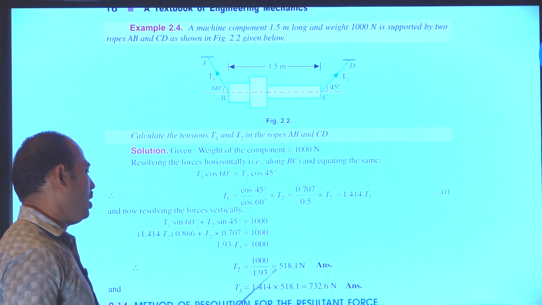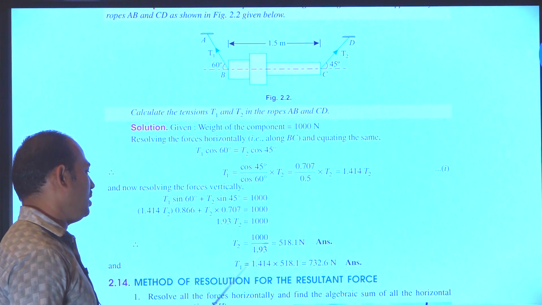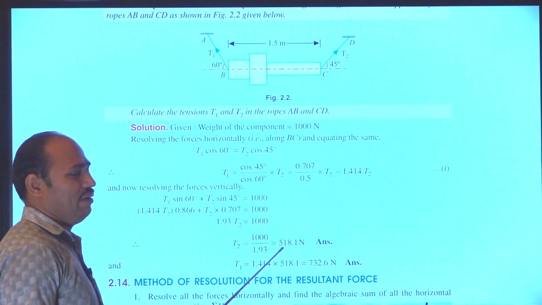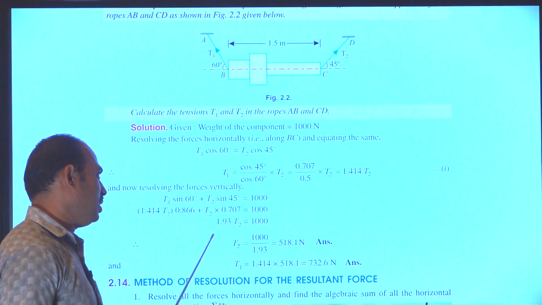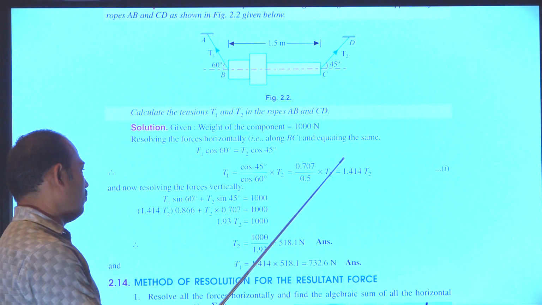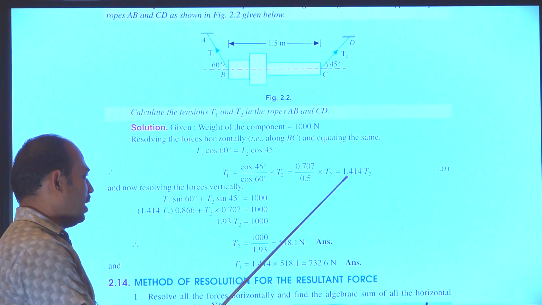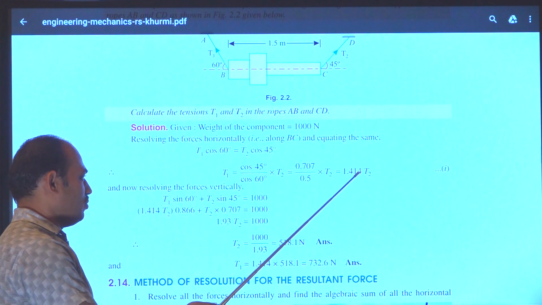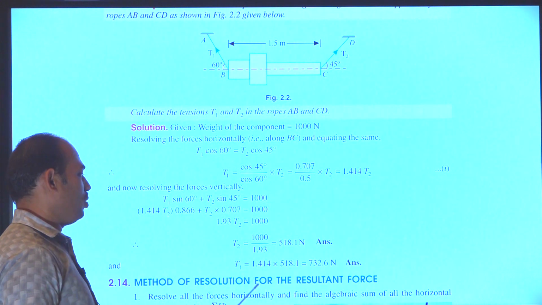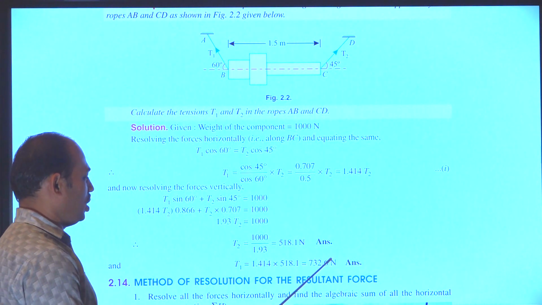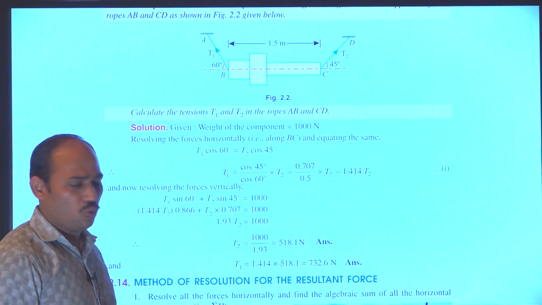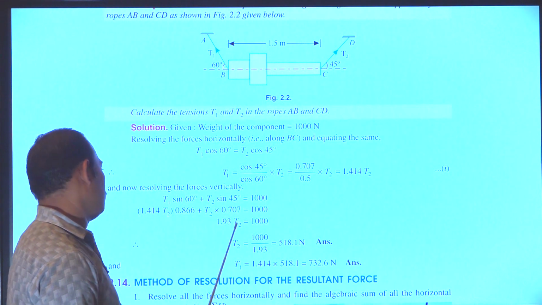This is the value of T2, the tension in the rope CD: 518.1 Newton. Now substituting the value of T2 in equation 1, T1 is equal to 1.414 into T2, with T2 equal to 518.1. Then we get T1 equal to 732.6 Newton. So this is the tension in the cable AB, 732.6 Newton.